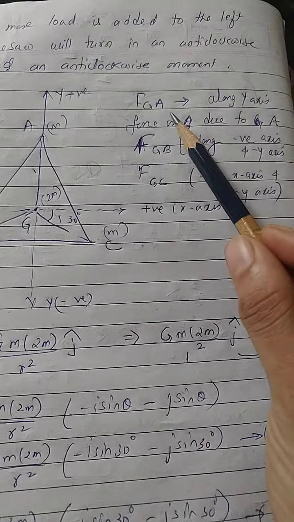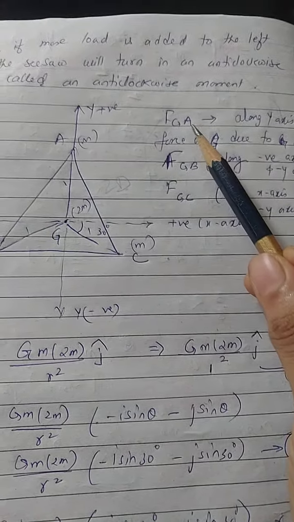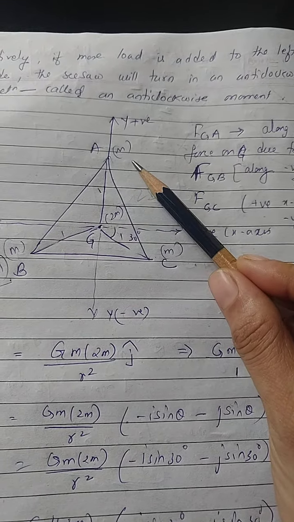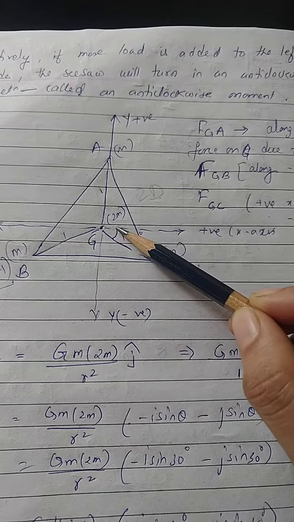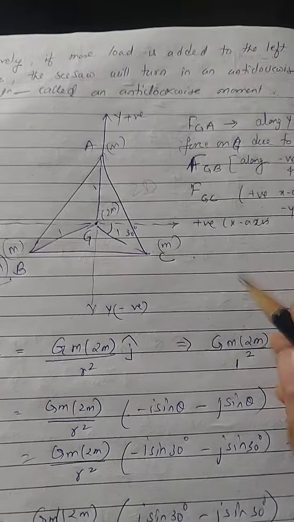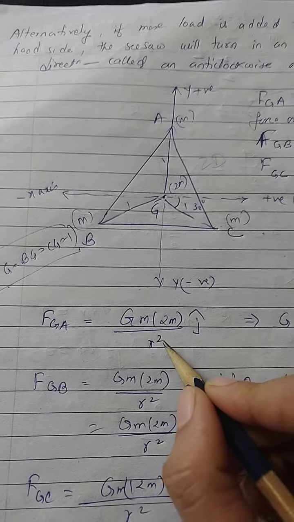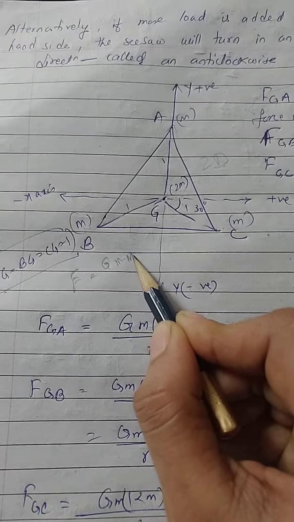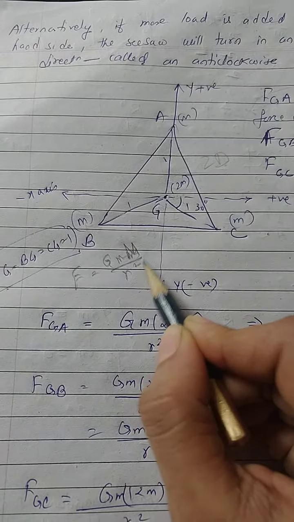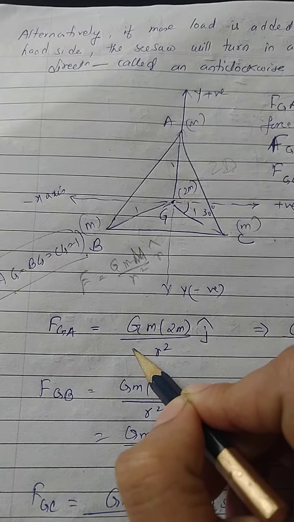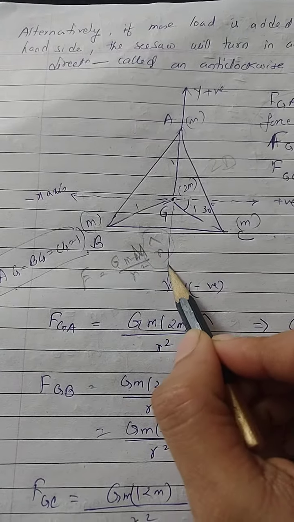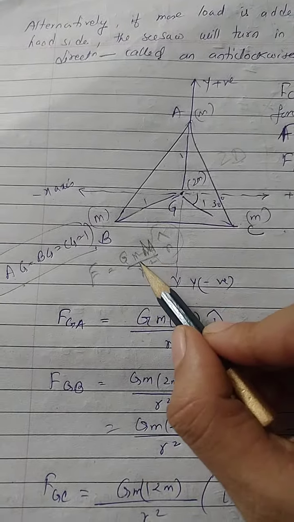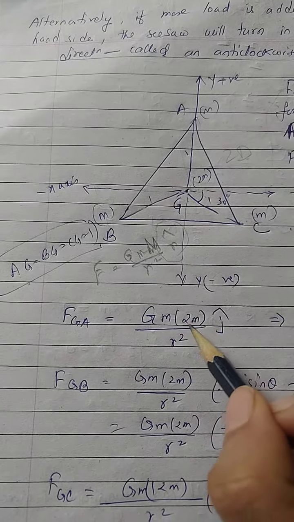So F of GA means the force acting on G because of A. At point A the mass m is kept and at point G the mass 2m is kept, so the force equation will become like this. The force equation states that F equals G m M upon r square, times r unit cap, because this unit vector r gives me the direction along the axes. Here small m, let it be m, and capital M, let it be twice m.